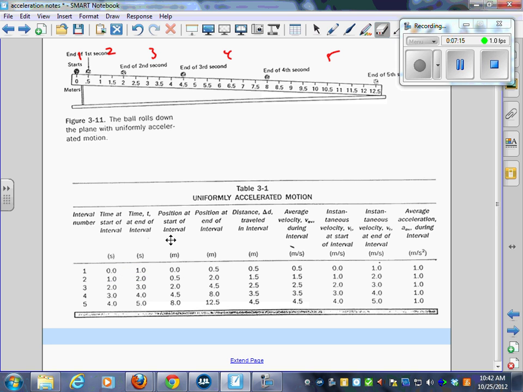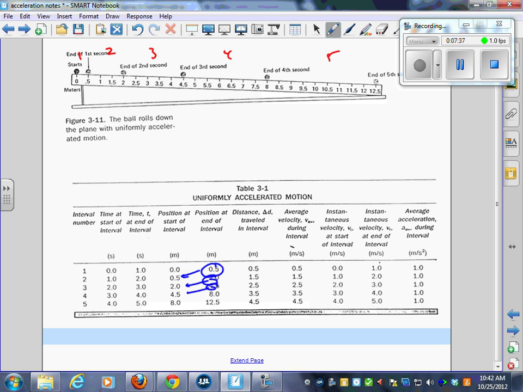What's the time at the end of the interval? It's also going to be 1, 2, 3, 4, 5. Notice how the time at the end of this interval is the same as the start time of the next one, right? Now, where does the position start in the interval? It starts at 0, then 0.5, then 2, then 4.5, then 8, then 12.5. What's the position at the end of the interval? The end of this interval is the same as the start of that one, just like the time.